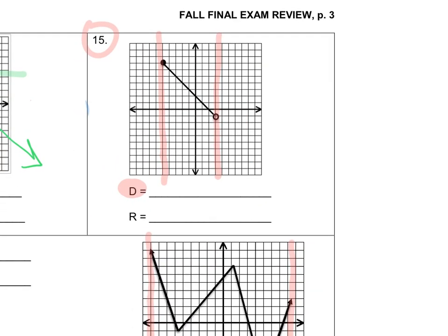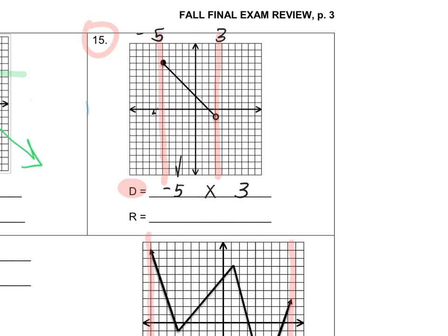Looking at 15. Now this one has 2 endpoints. So I'm going to start by finding what those x values are. 1, 2, 3, 4, 5. That's 5. And then 1, 2, 3, that's 3. So all my x values are between negative 5 and 3. So that means it's negative 5, I've got an x, and it's 3.